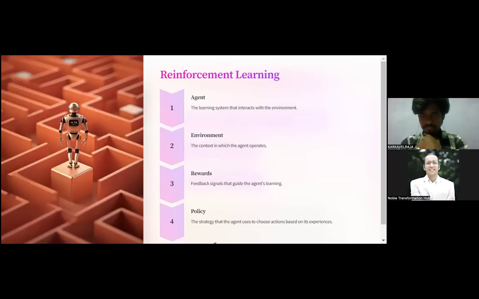So why am I saying that here? Because policy is the strategy that the agent uses to choose action based on its experience, and with time the experience will improve, because it will learn from the experience. That is why it is machine learning, guys. Let's go to the other section.